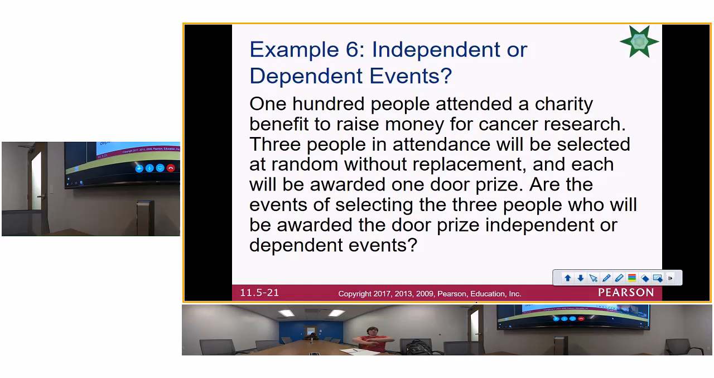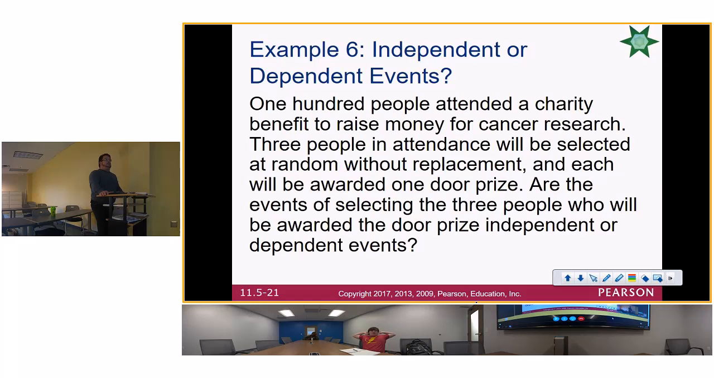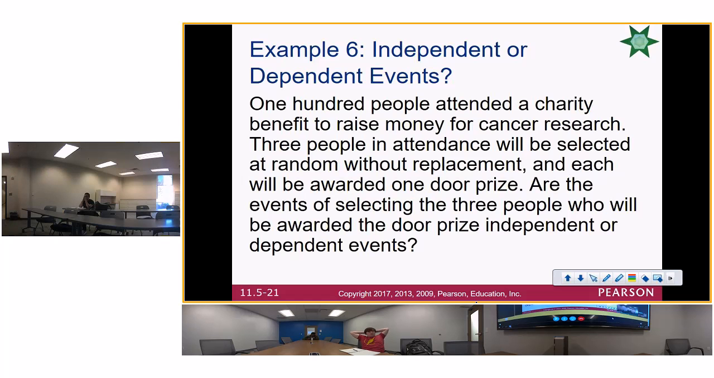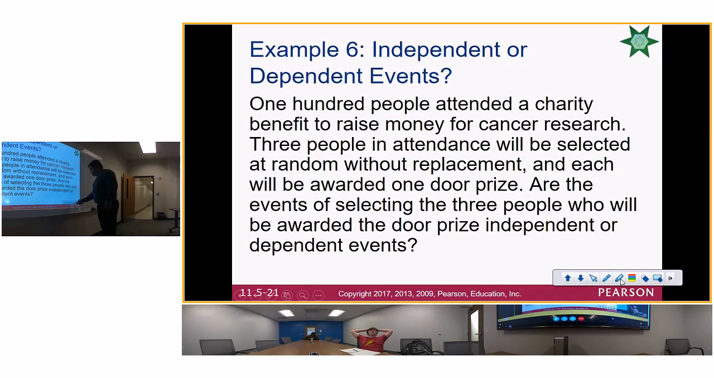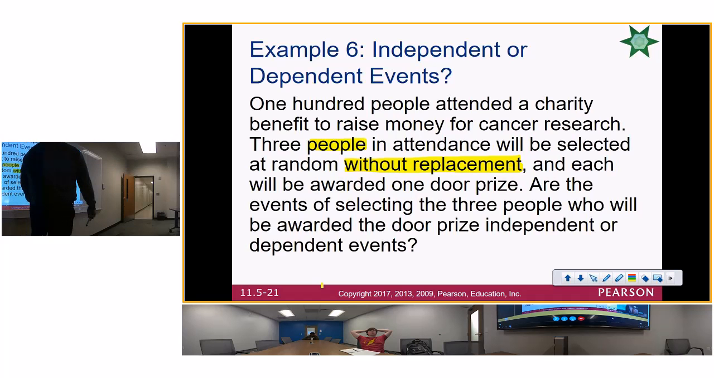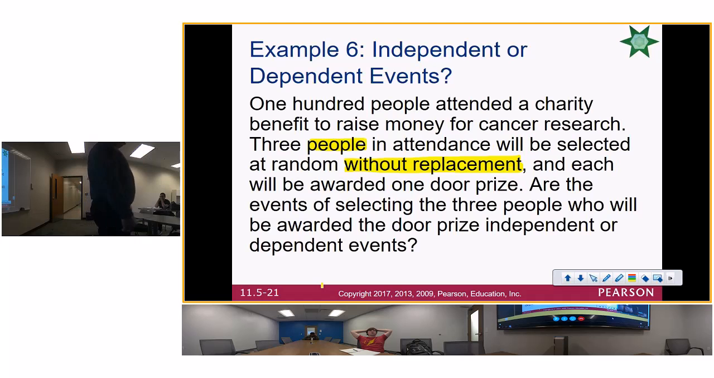100 people attended a charity event. 3 people in attendance will be selected at random without what? Make a note about this. I want you to highlight these 2 words: people and without replacement. Why do those 2 go together? Why does people and without replacement go together?